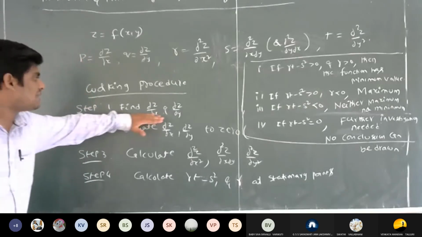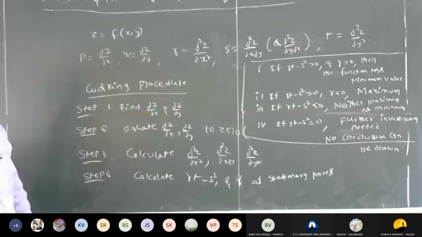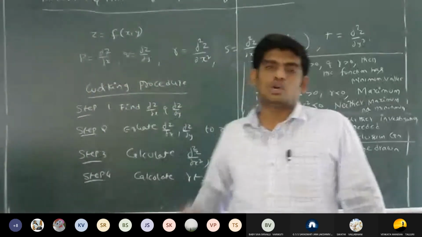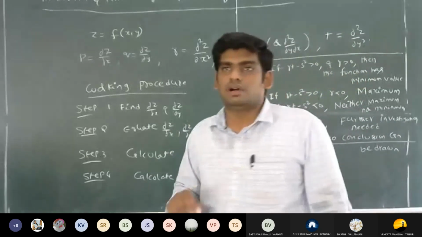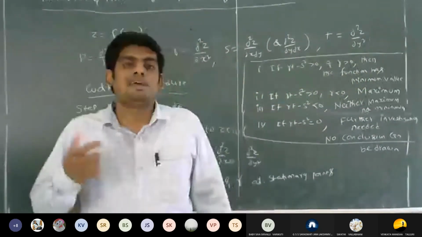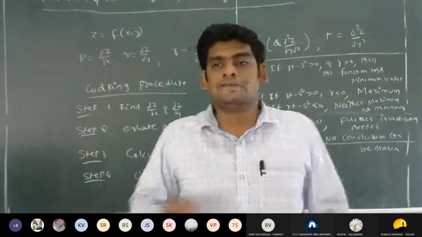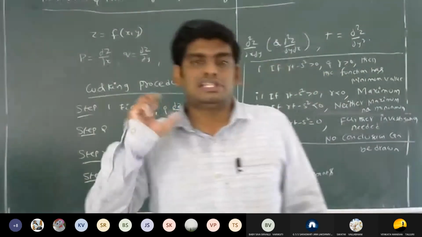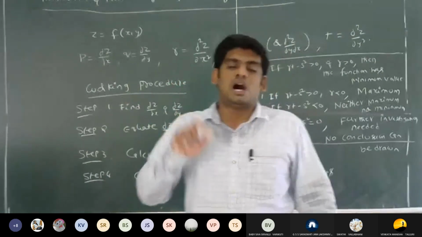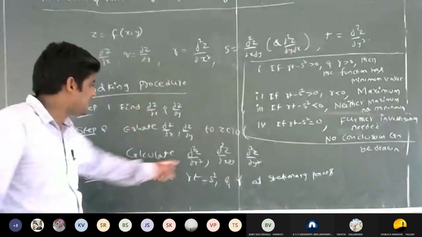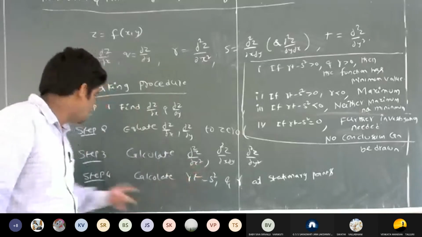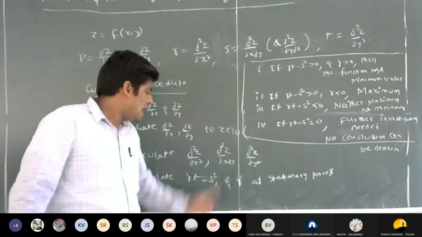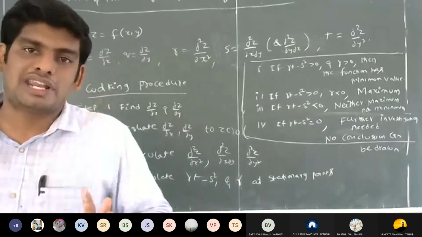So the first step is finding the first order derivatives, and the second step is equating the first order derivatives to 0. After simplifying those equations, we get the values. Those points are called stationary points. At the stationary points, we will justify whether the given function has a maximum value or minimum value. Because of that, we calculate the second order derivatives, and then RT minus S square and R at a particular stationary point, right?